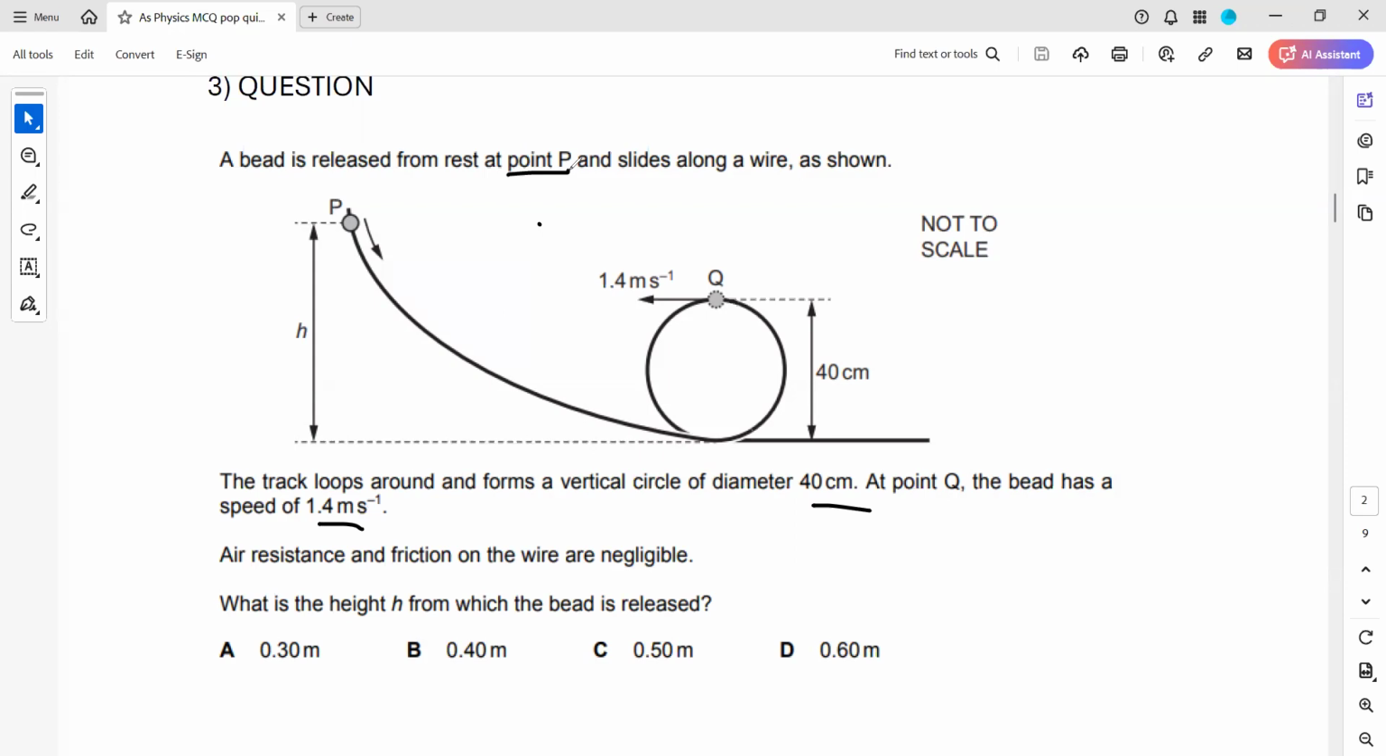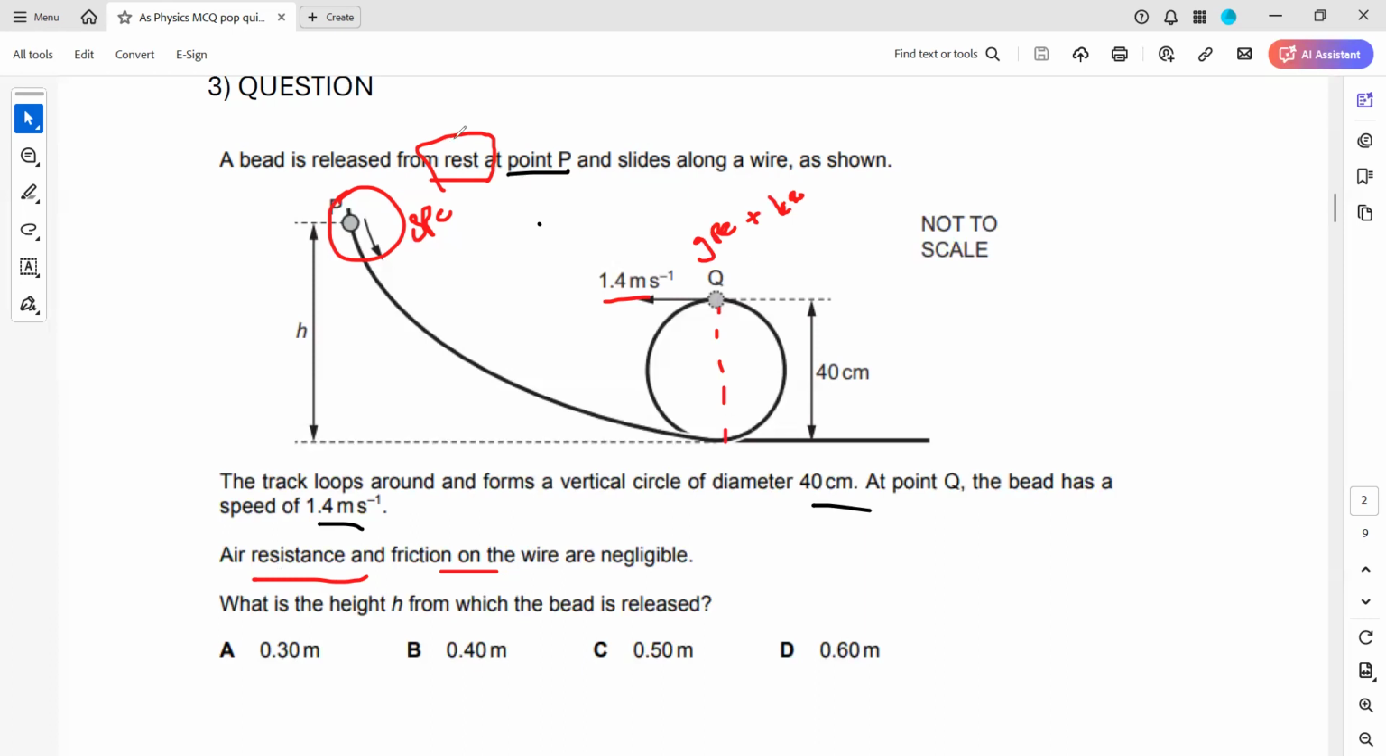So this is about the conservation of energy. Which form of energy will it have when it is released? It is released from rest, so the only form of energy it will have is gravitational potential energy. But when it moves around, it is moving with a speed of 1.4 and it is at a certain height above the level. So it will have gravitational potential energy because of the height, and it will have kinetic energy because it is moving. And there is no loss of energy because the air resistance and the friction are neglected.